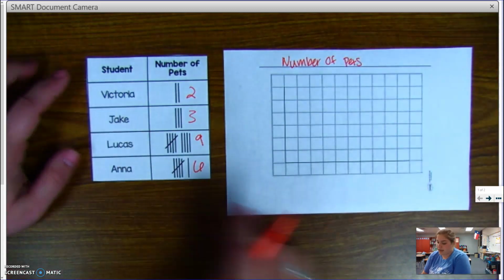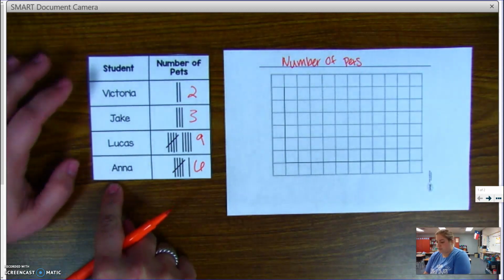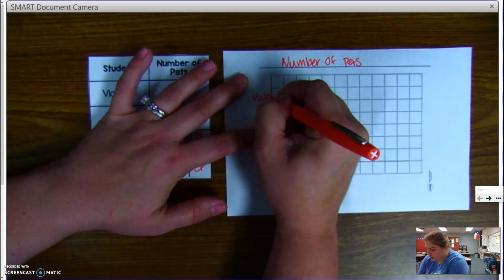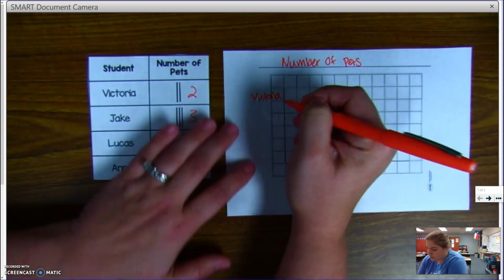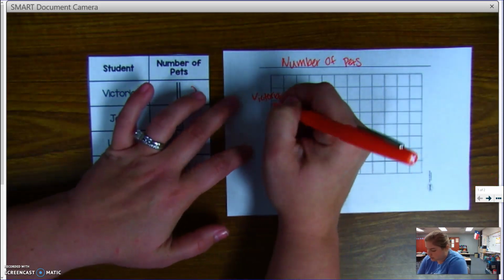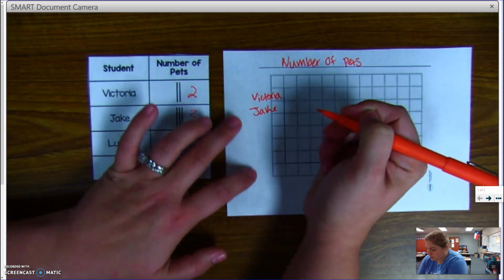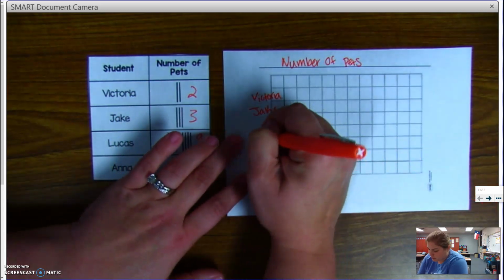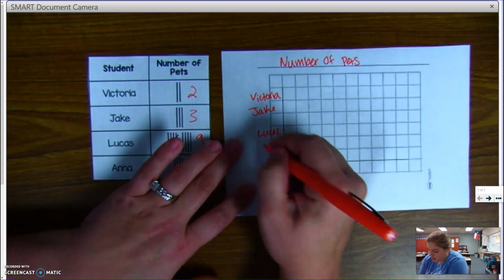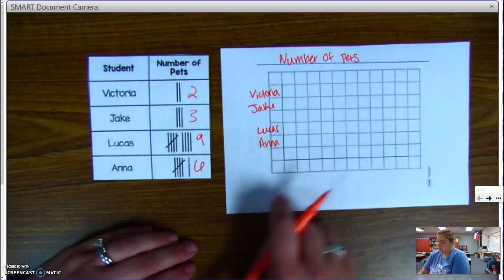Okay, I have my categories as my students. So I would have a bar for Victoria, a bar for Jake, a bar for Lucas, and a bar for Anna. I'm just going to skip a space here.